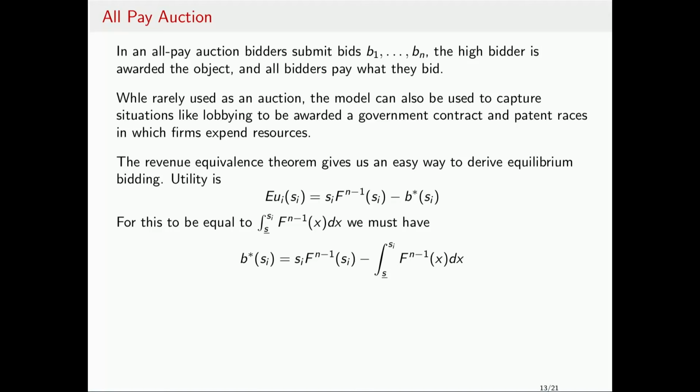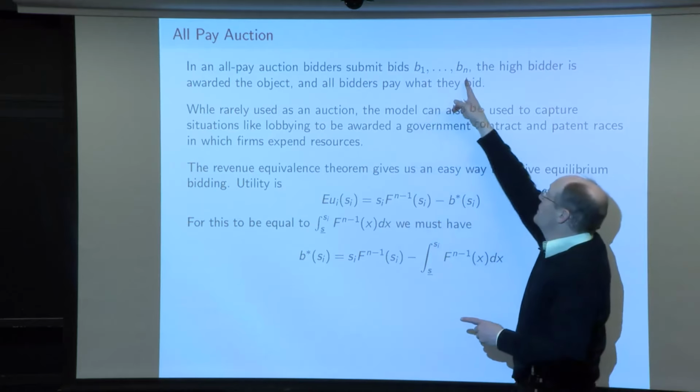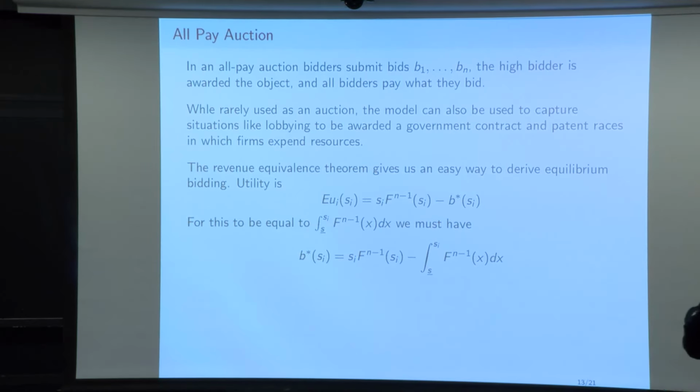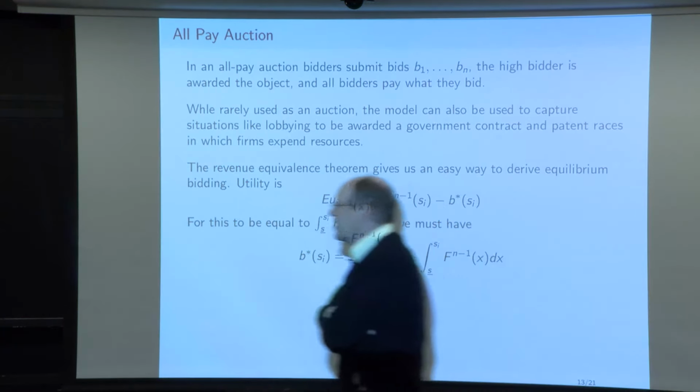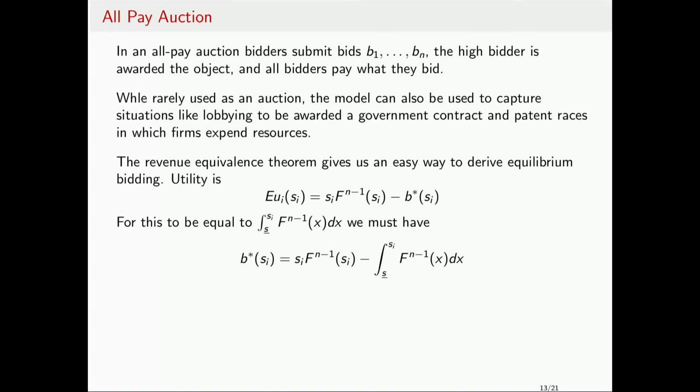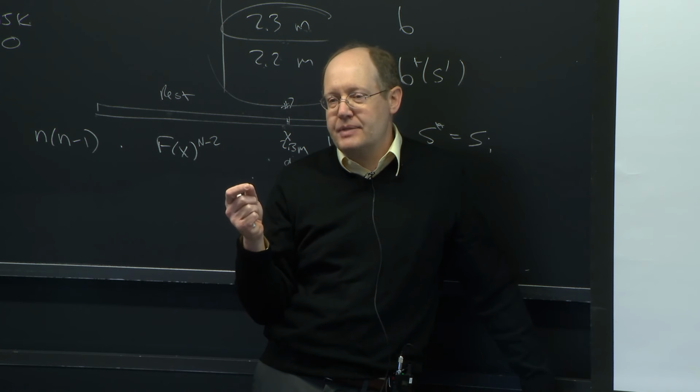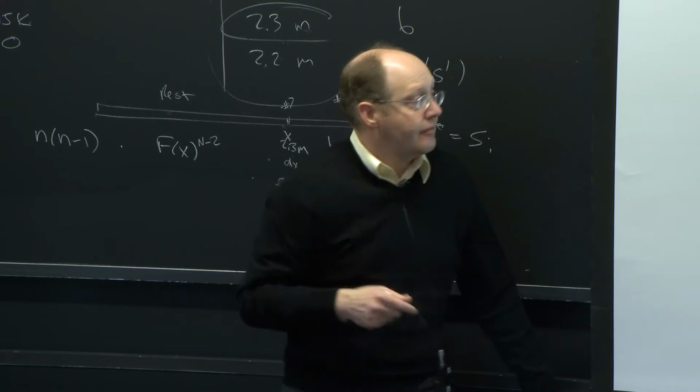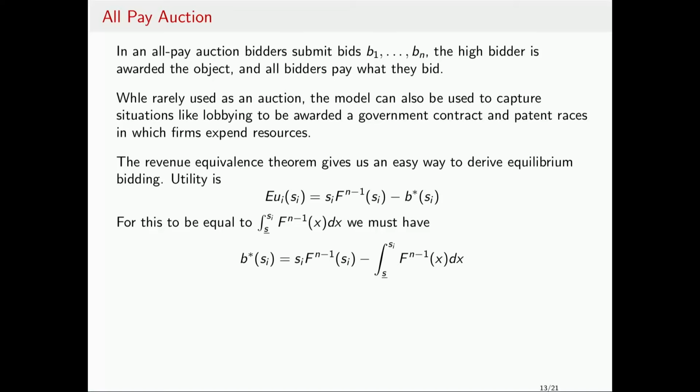So here's an example, an all-pay auction. In the all-pay auction, bidders submit bids B1 through BN. The high-value bidder is awarded the object, but everyone pays what they bid, win or lose. So in this case, it's kind of like buying lottery tickets or raffle tickets. We all just submit our bids. Everyone actually has to pay their bid, win or lose, and then whoever bid the highest amount gets the object. You can think of examples like lobbying.